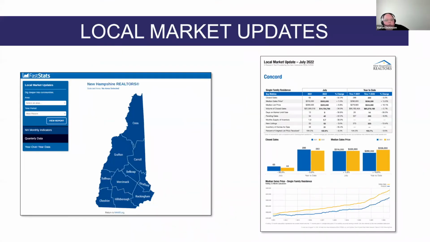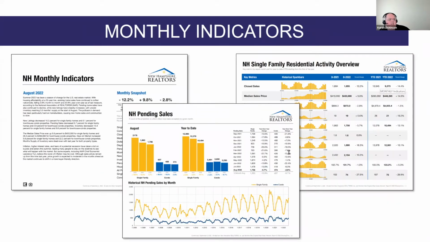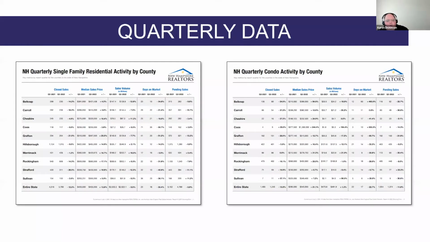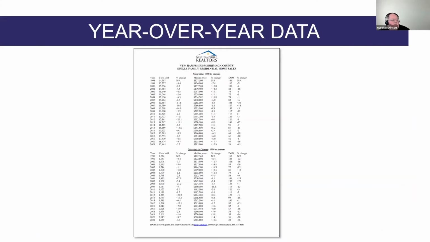So in summary, we've got those local market updates. They're a one-page executive summary report, either at the city or county level. The monthly indicators report, which you've already been receiving, gives you tons of information and goes into each metric, one per page, and breaks that out in different perspectives. And the quarterly report, with year-over-year historical data going back to 1998.